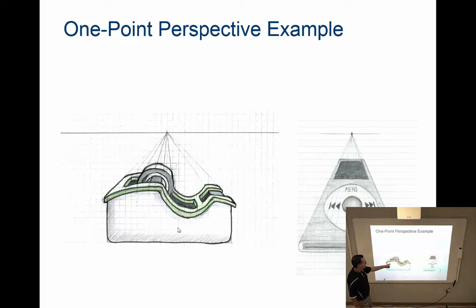Here's some great examples of one-point perspectives. Notice that the vanishing point in this case is on the center of the horizon line, and it works just fine. And as I move this vanishing point, it's going to change the appearance of the object that I'm looking at.